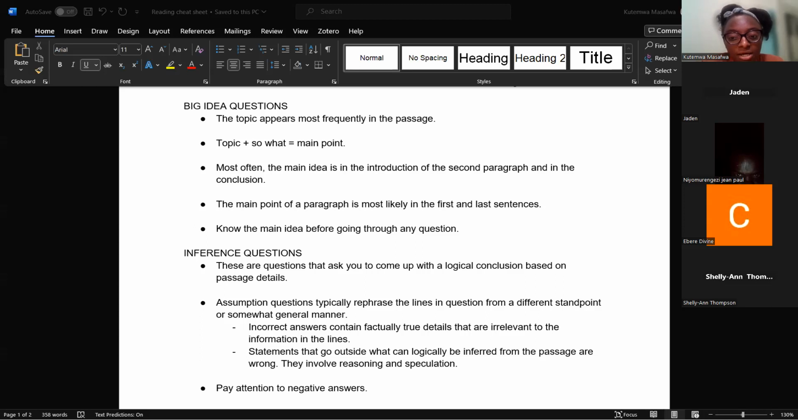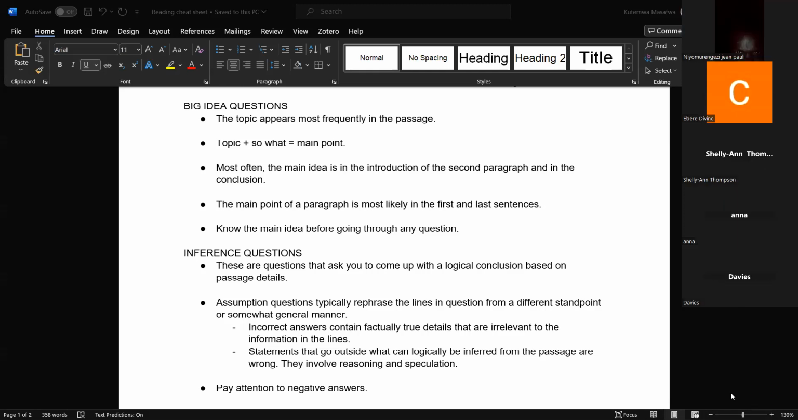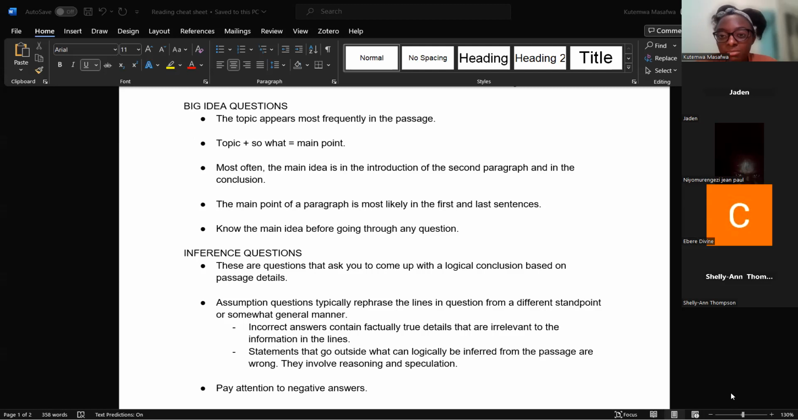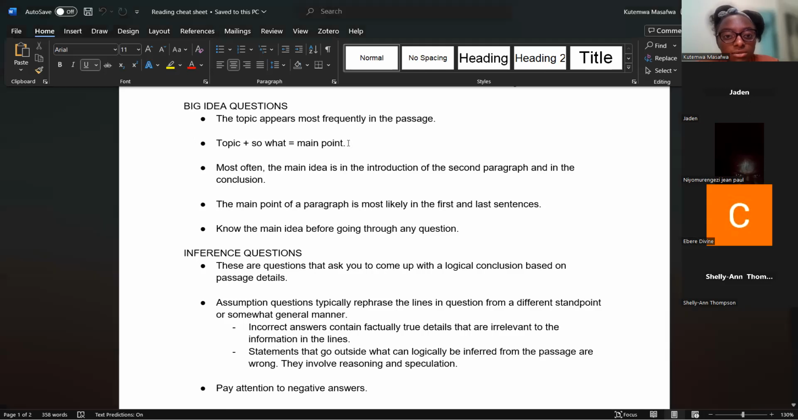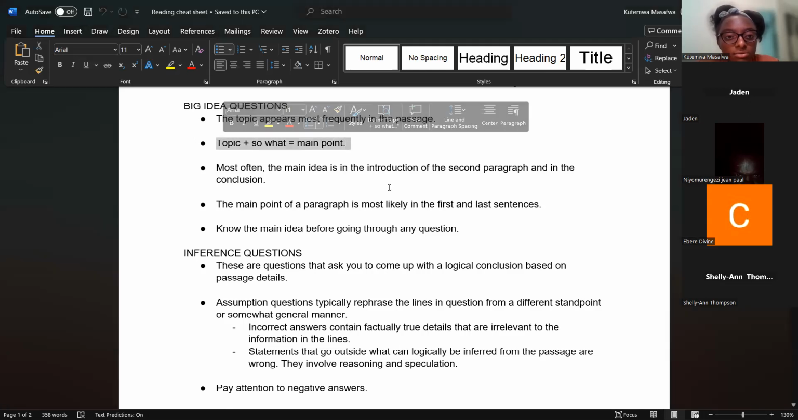So as I said, I know you guys have the book, you have all the textbooks, you have access to lessons online. So I know you already have that, like you probably already read about the main idea. But the way that will help you find it is it's the topic plus the so what. Okay. So it goes beyond just knowing what the topic is. It's an idea, just the way the word implies.